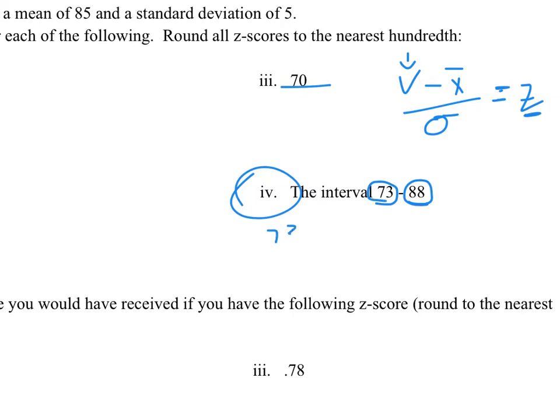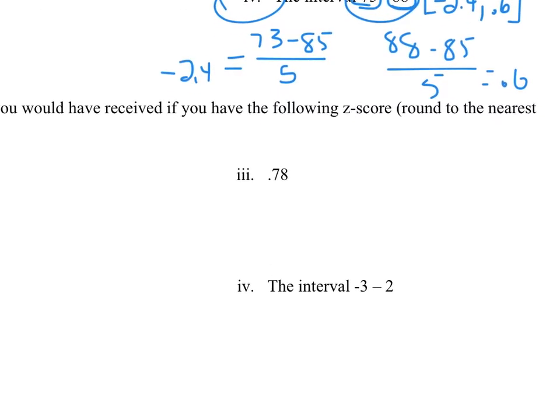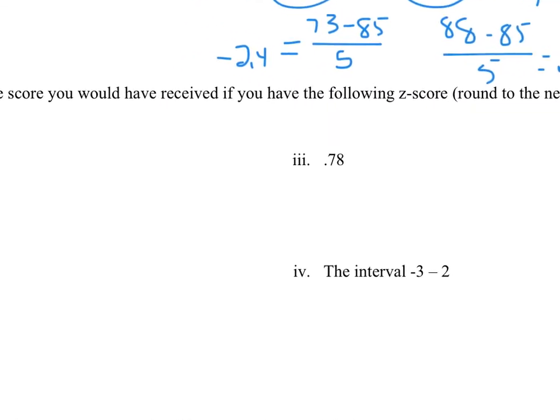So this one would be 73 minus 85 over 5, which is negative 2.4. And then it would be 88 minus 85 over 5, which is 0.6. So for this particular answer, you could do the interval, or you could just do the normal range, written like this. It really doesn't matter. So it's negative 2.4 comma 0.6, or you could have just put a dash like we did here. Okay, same idea here with the interval.